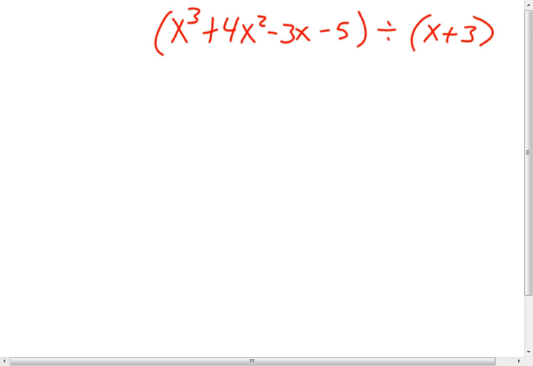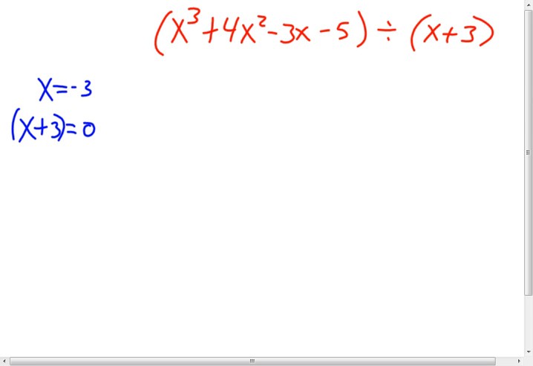We have a polynomial at the top, x cubed plus 4x squared minus 3x minus 5. And we're going to see if the number negative 3 is a factor. But in this case, negative 3 is written out as x plus 3. Now, what's the reason for that? Remember, when x equals negative 3, we have to set it up equal to 0. So we want to add 3 to both sides. So x plus 3 equals 0. That would be our binomial.